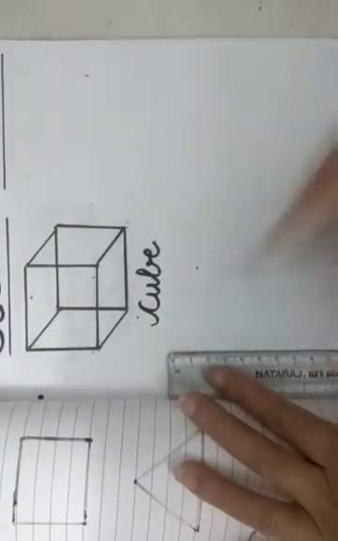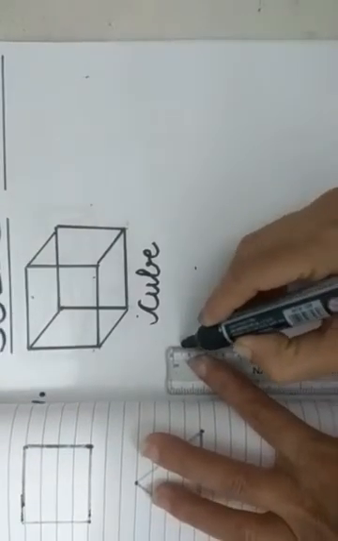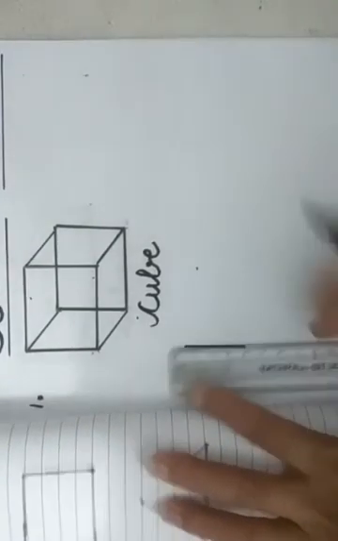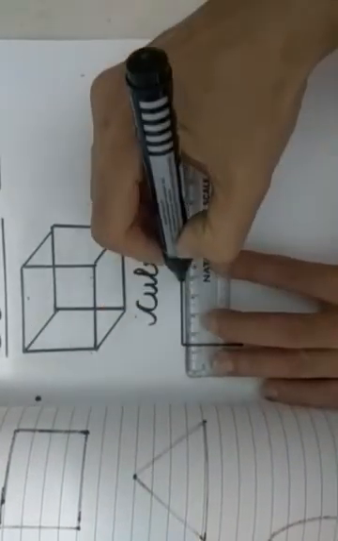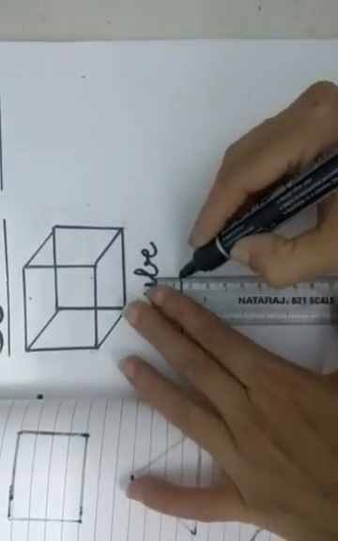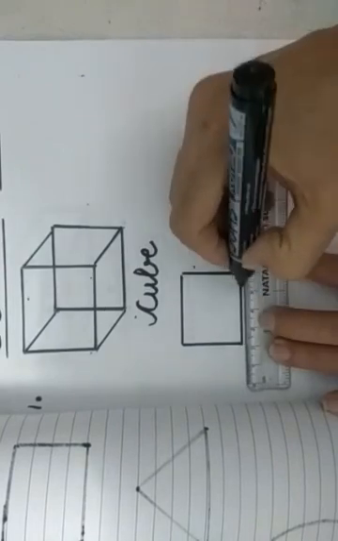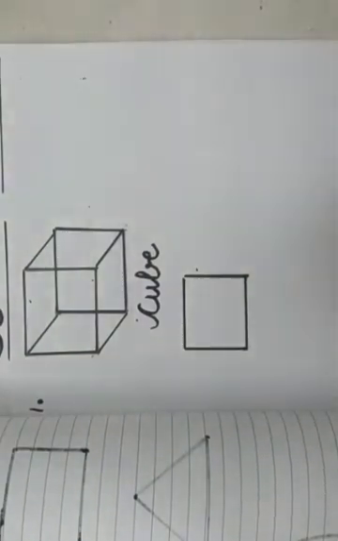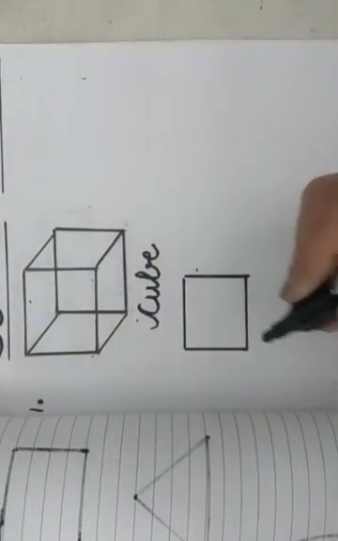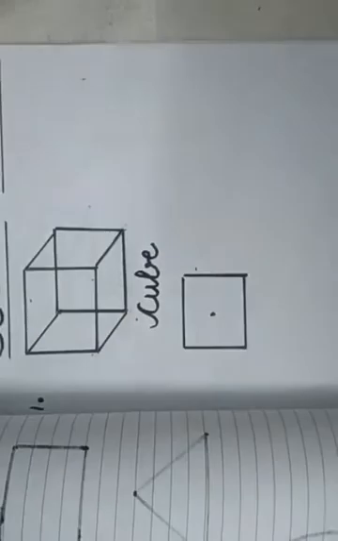Look here. First, make a square, draw a square. You can use a scale. Look here, lines should be straight. Now here you can see I have drawn a square. Now what you should do after drawing one, you should put one dot just in the middle of the square. Just in the middle. The dot should come in the middle.